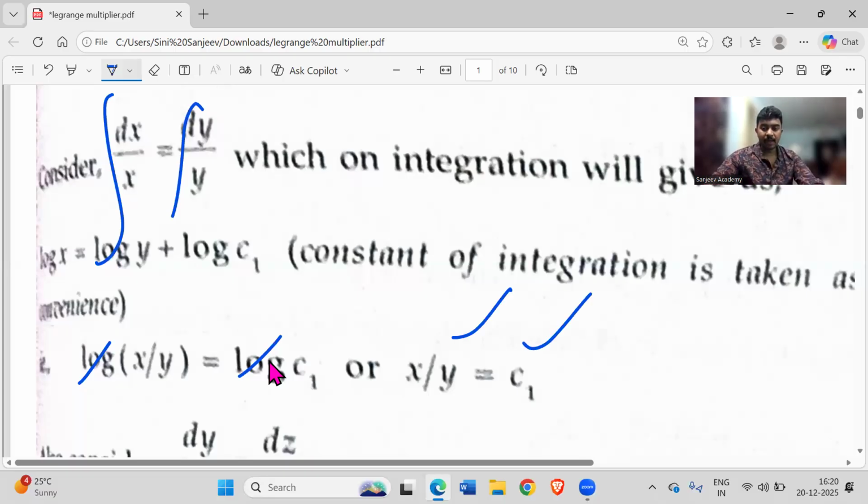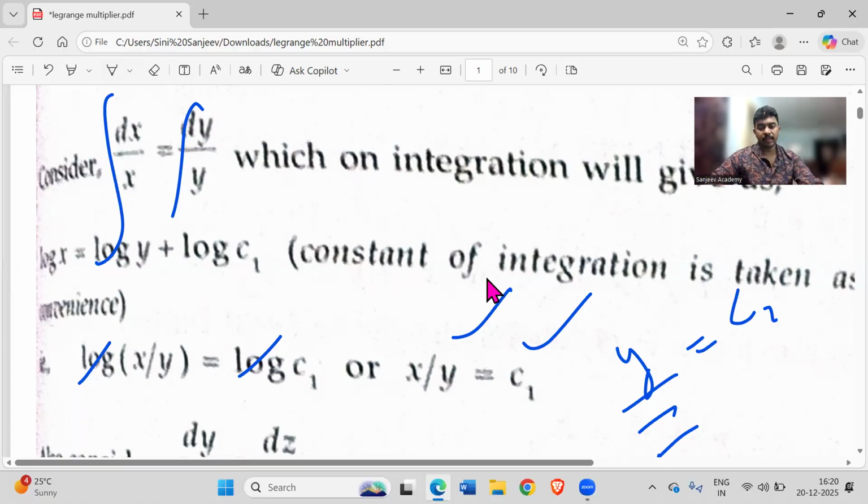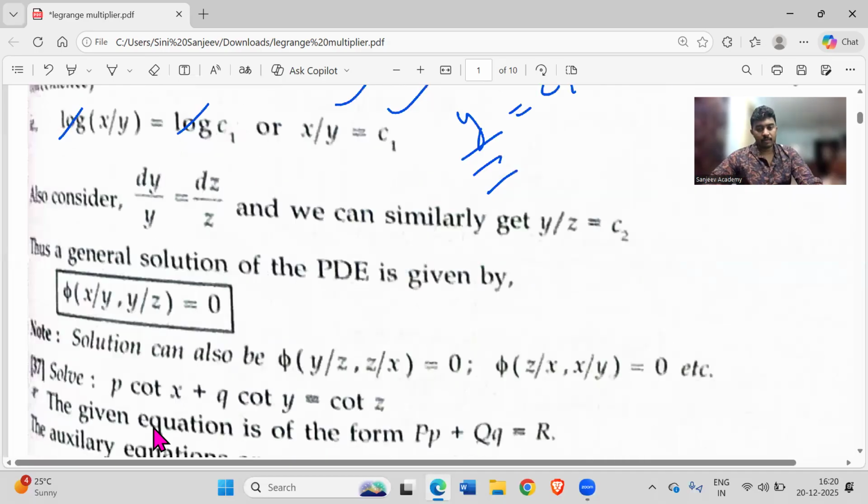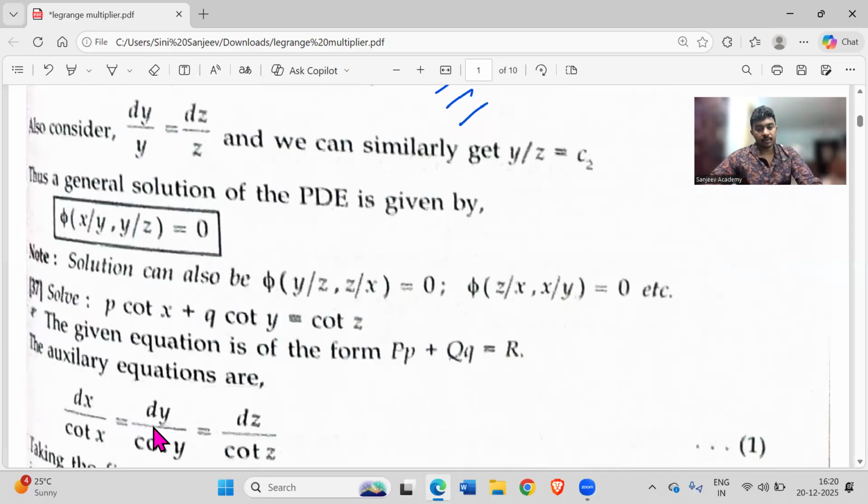Similarly, I'll get y by z is equal to c2. You can see it here. So the general solution of the PDE is phi of x by y and y by z. That's all. Once we do two or three questions, you'll get a fair idea. Okay, next one.